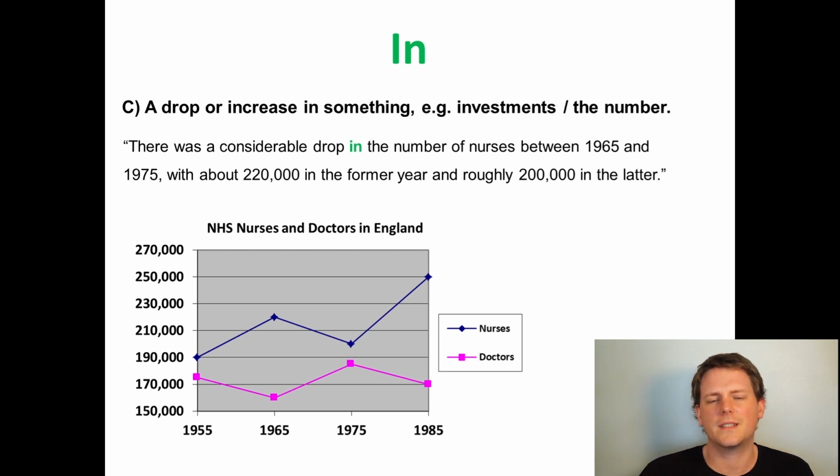So notice that this use of "in" doesn't describe the data, the number of the data itself. It can only be used to describe that there was an increase in something, or there was a decrease in something. You notice I use "with" for describing the actual numbers in this, with about 220,000, for example. So that's how "in" can be used.